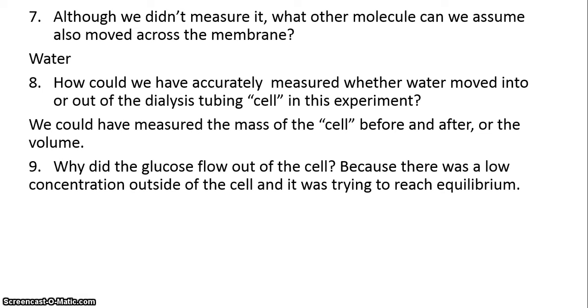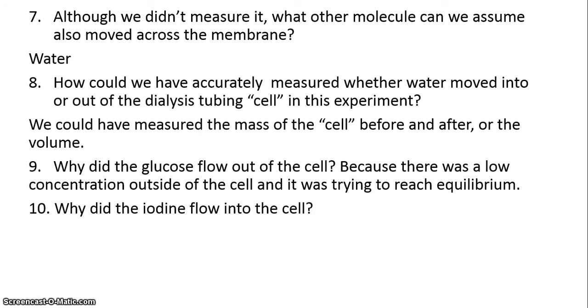So glucose diffused out of the cell because there was a low concentration of glucose outside of the cell and it was trying to reach equilibrium. So remember, whenever possible, substances are going to diffuse from an area of high concentration to an area of low concentration, and they're going to continue to do this until they reach equilibrium. At that point, there's still going to be movement back and forth, but there's going to be no net flow. So the glucose diffused out because there was a lower concentration outside of the cell.